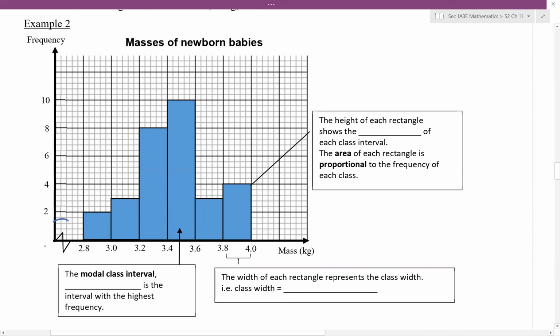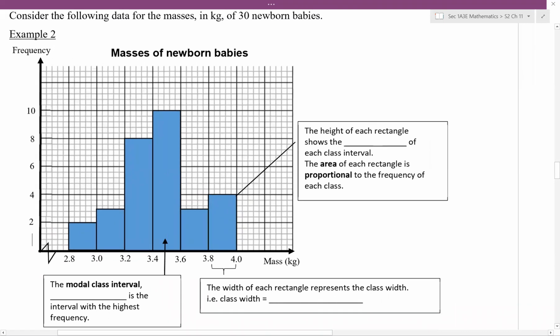Just a recap, this symbol over here shows that we have truncated the horizontal axis because the numbers before 2.8 are not relevant. If we draw the entire horizontal axis, there will be a lot of wasted space, so we don't want that. We sort of crumple it up with this symbol.